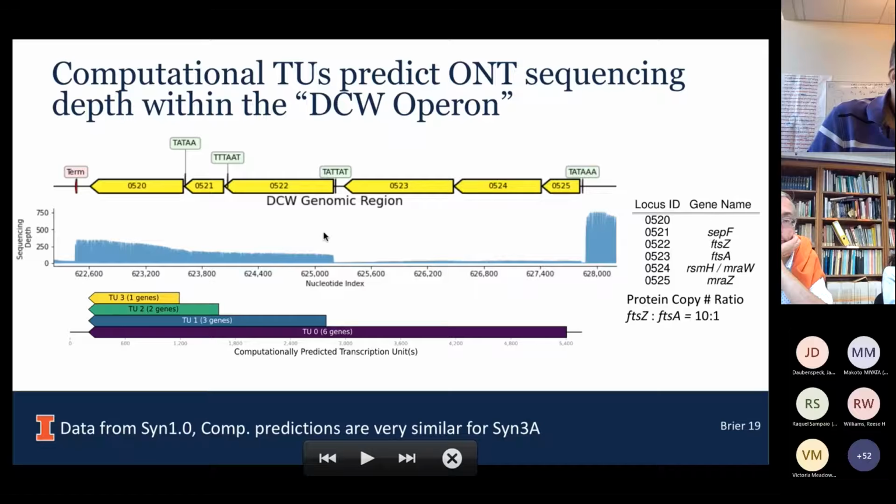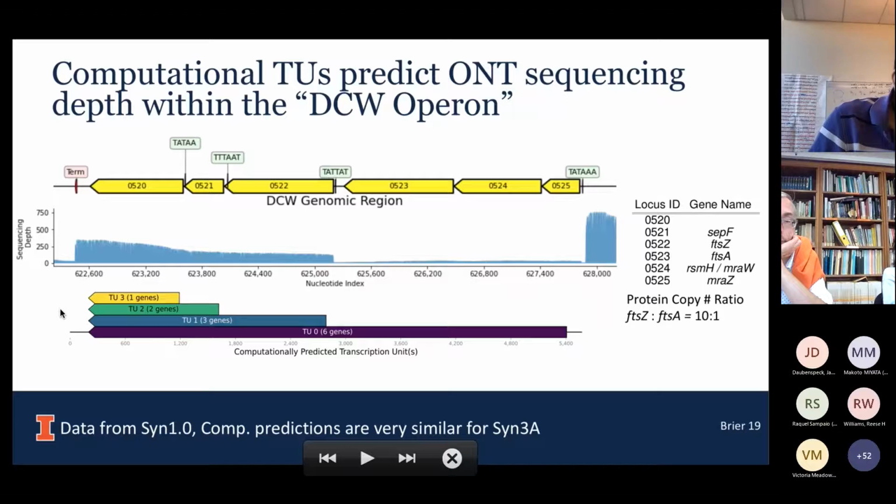But what you actually see is there seems to be two levels of transcriptional activity. These first three genes seem to be more transcriptionally active, while these last three do not seem to be nearly as transcriptionally active, and that's determined by the sequencing depth.